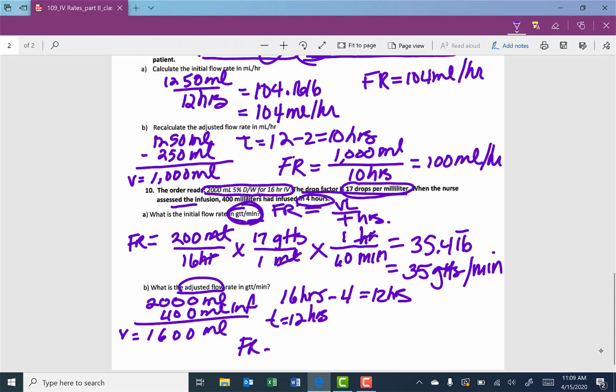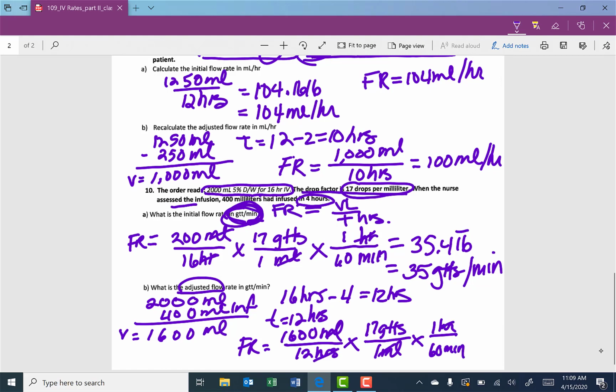So our flow rate is going to be volume, 1,600 milliliters over 12 hours times your drop factor, which is 17 GTTS per 1 milliliter. Line up your milliliters. And then because we need our answer in GTTs per minute, back up here, we have hours. We have to multiply it by 1 hour over 60 minutes, because then our hours change and our unit is now drops per minute. And your answer, if you work that out, is 38 drops per minute.